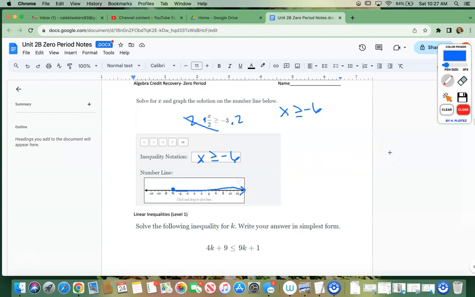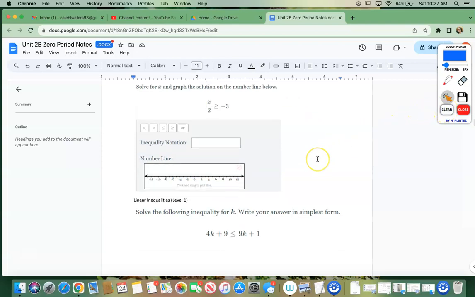All right, so that's how you do it when there is just one variable, and we're just drawing it on there. Basically just like solving an equation, but you just have to know which way your arrow is going to go, and whether it's going to be a closed circle or an open circle.